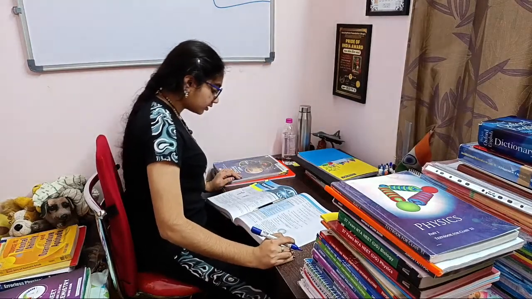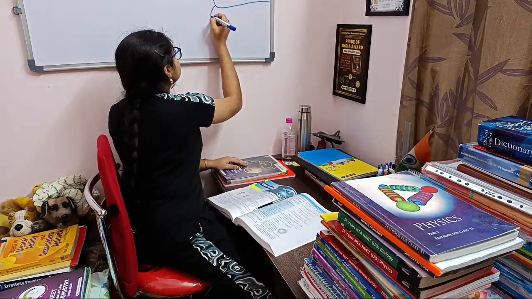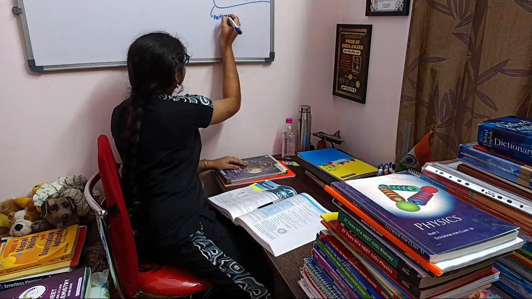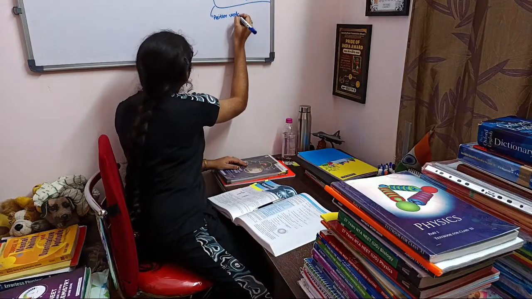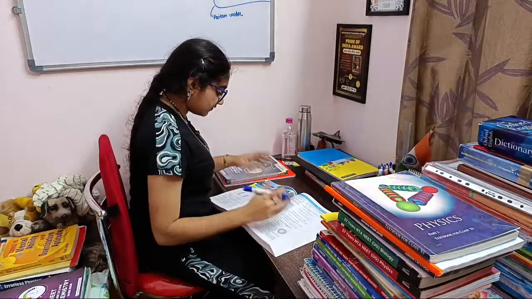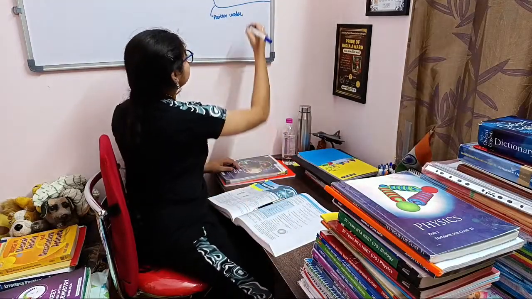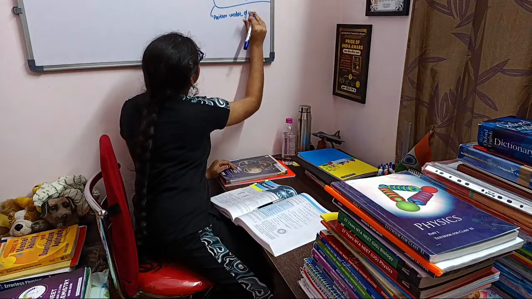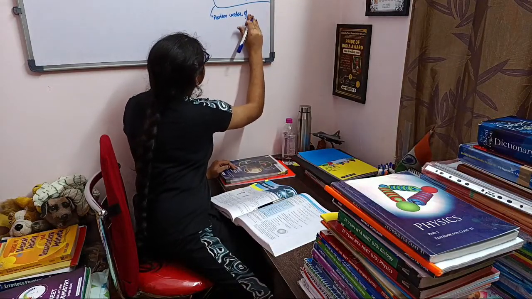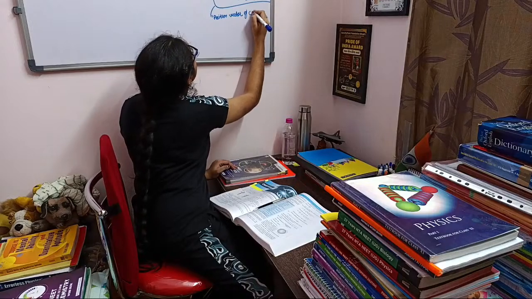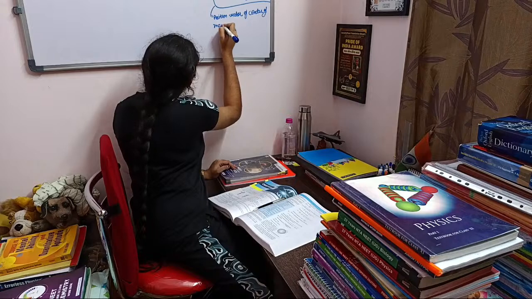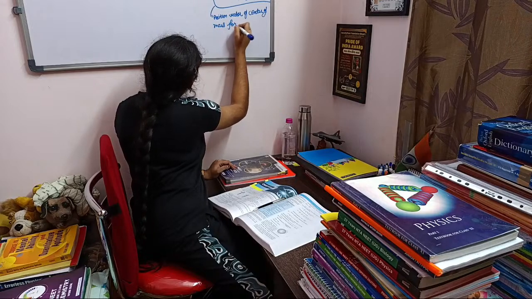It's the position vector of center of mass for any particle system. Position vector, not other vectors. There are different kinds of vector. Position vector of center of mass for n number of particles.